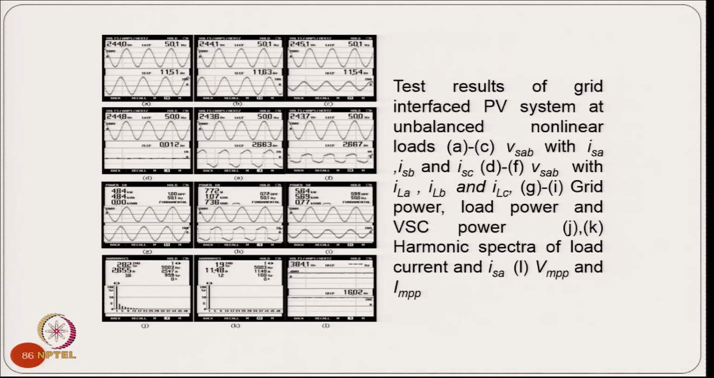And this is the typical case when you have an unbalanced load, where the A phase does not have a load, but you can see the grid currents are balanced, and your load current THD is quite high. However, the grid current THD is 1.9% and the grid power factor is unity.